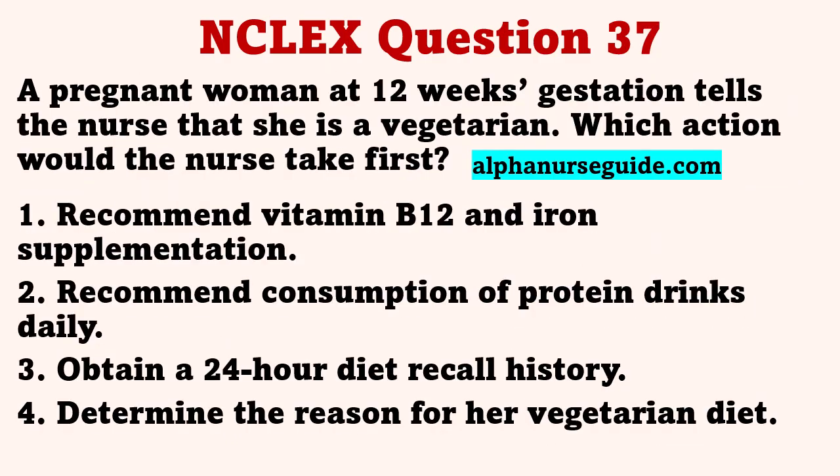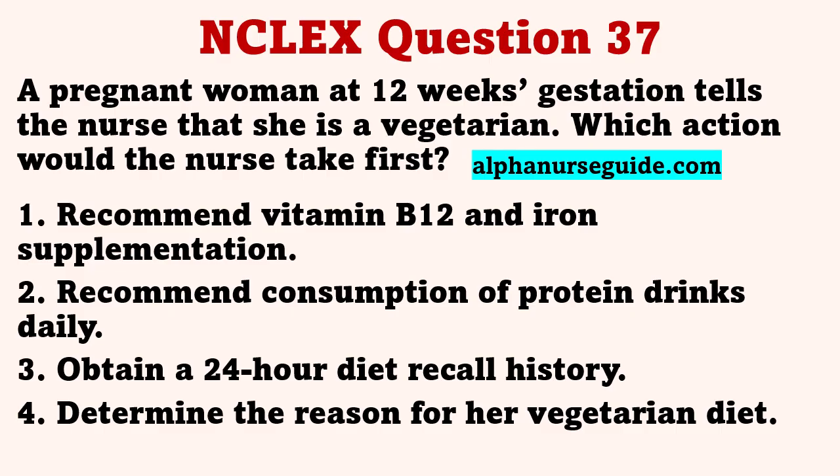A pregnant woman at 12 weeks gestation tells the nurse that she is a vegetarian. Which action would the nurse take first? 1. Recommend vitamin B12 and iron supplementation. 2. Recommend consumption of protein drinks daily. 3. Obtain a 24-hour diet recall history. 4. Determine the reason for her vegetarian diet.